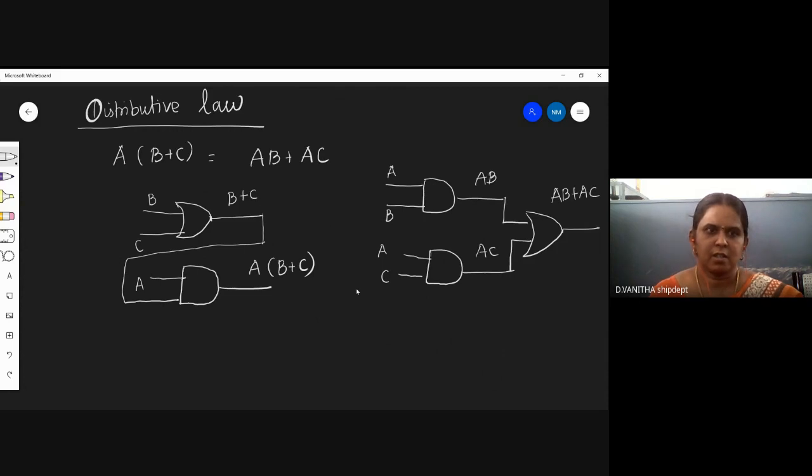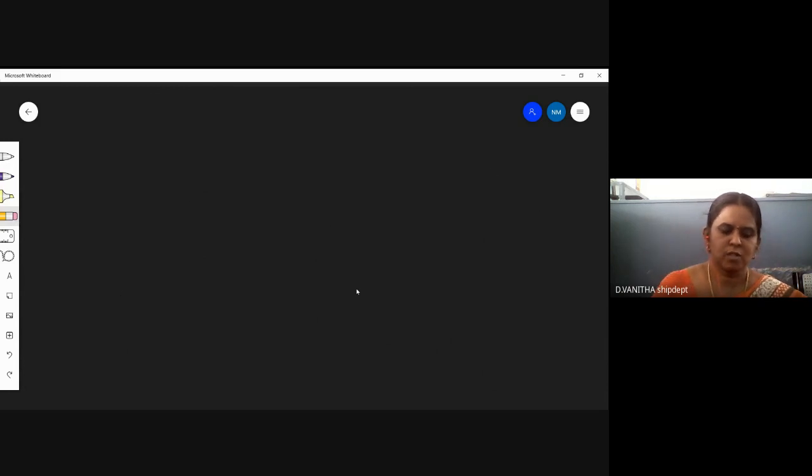Next, the rules of Boolean algebra have to be proven by using logic gates. For example, we are taking rule 1. So this will be rule 1 for Boolean algebra: A plus 0 equal to A.